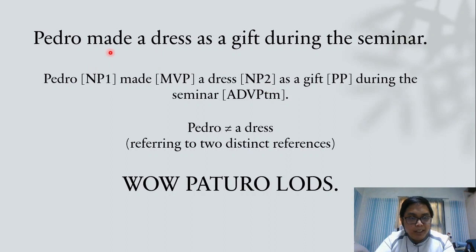Pedro made a dress as a gift during the seminar. So, let's see again the underlying structure below. Pedro, again, is an NP, made, MVP, a dress. Now, NP pa rin siya kasi nga, again, it refers to a noun. But let's assume wala pa muna yung subscripts.